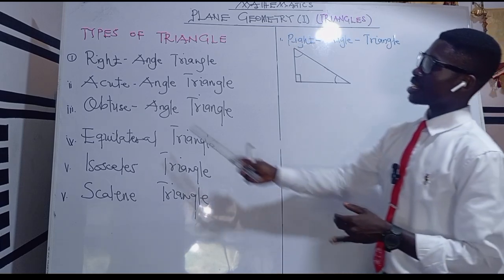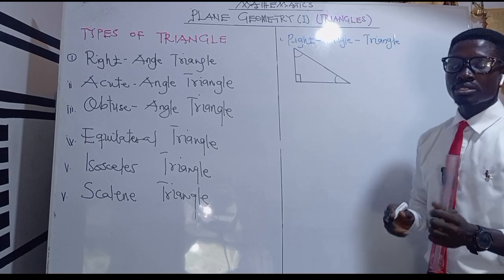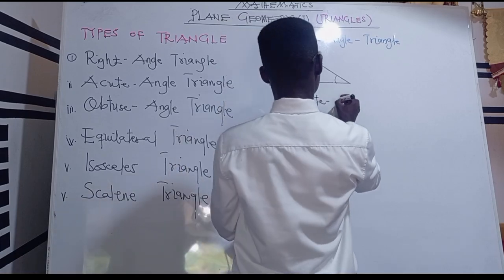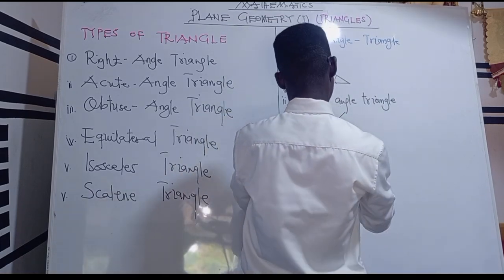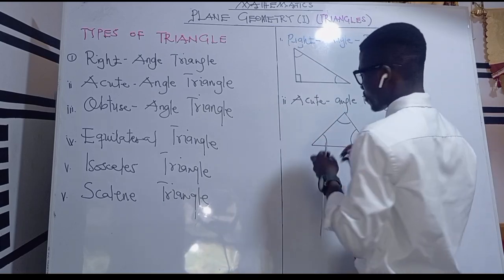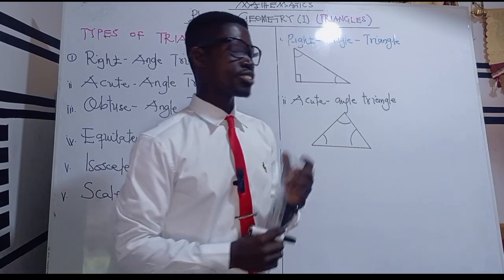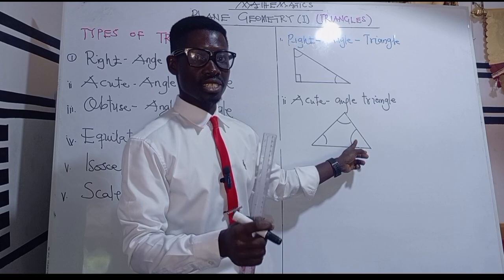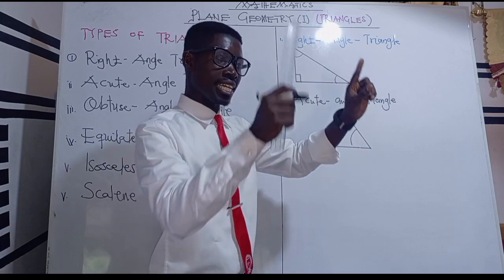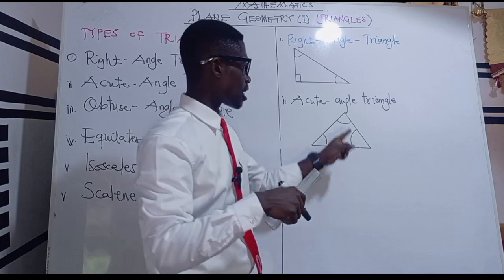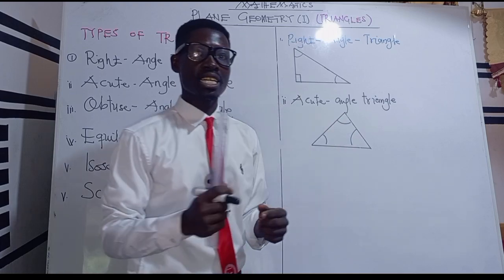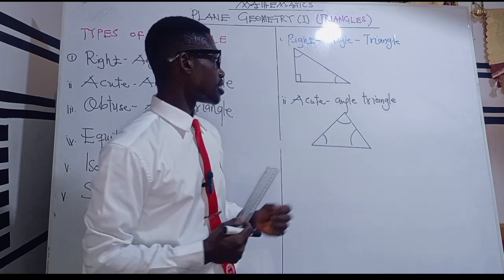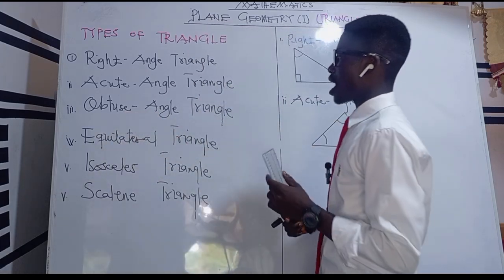Now the next on the list is the acute angle triangle. An acute triangle is a triangle with each of the interior angles being less than 90 degrees. So when you have a triangle with the individual angles within the triangle being less than 90 degrees, then we can say that that triangle is an acute triangle.